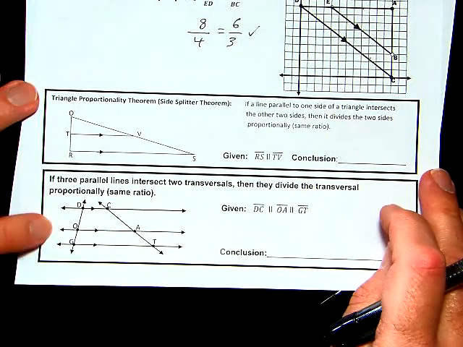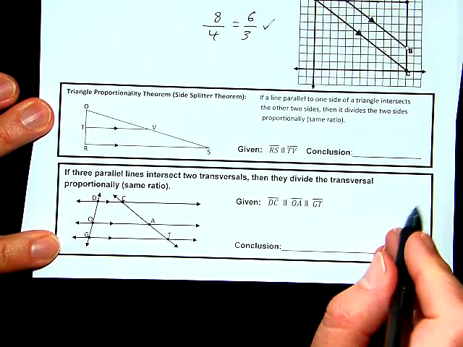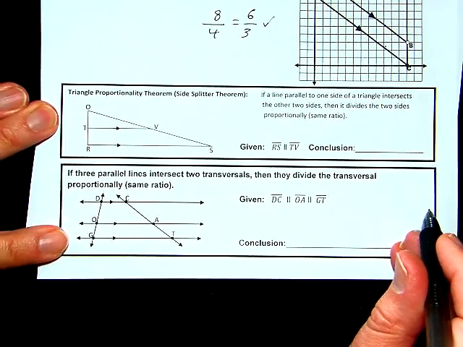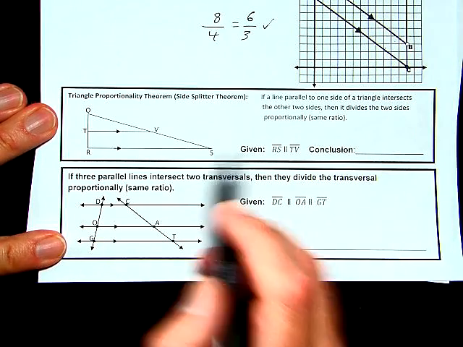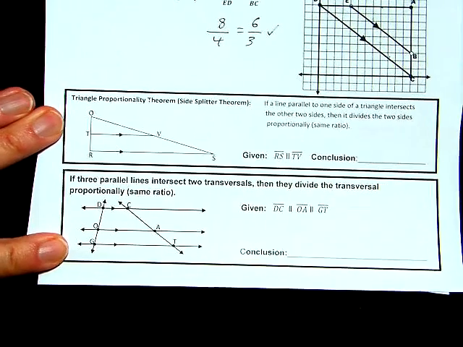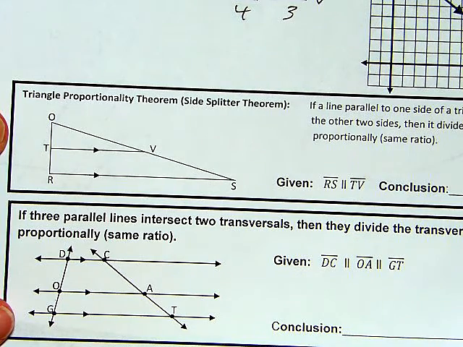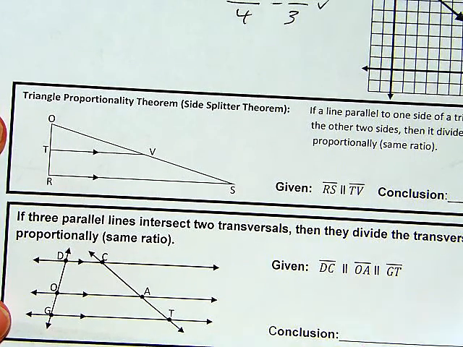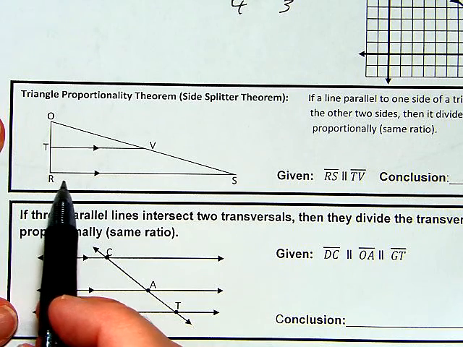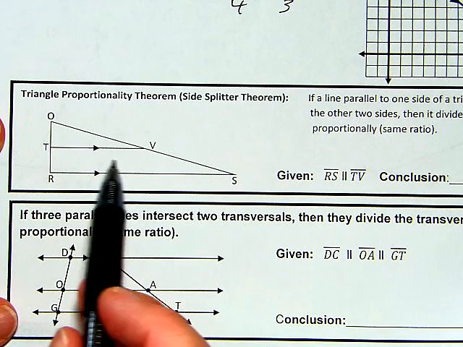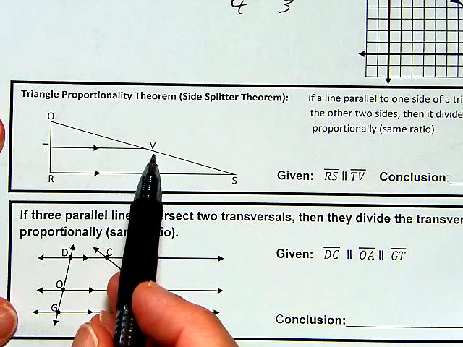So now we come to two of the major theorems and properties that we're going to be using in this lesson. The first one is called the triangle proportionality theorem, or also known as the side splitter theorem. You can see that we've got a picture of a triangle with the third side and this segment within the triangle being parallel to the third side.